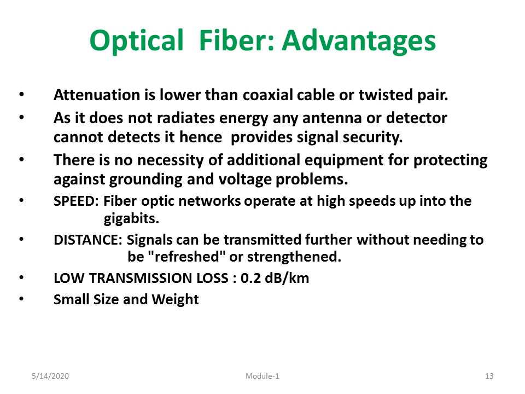So attenuation is very low compared to the coaxial cable or twisted pair, and it does not radiate energy, so the signal security is also higher, and there is no necessity for any equipment for protecting against grounding or voltage problems like that. Fiber optic networks operate at high speeds up to gigabits, and can be used for a higher distance, and because of the greater bandwidth, more data can be transmitted, so the data bit rate, the number of bits per second, is higher in optical fibers.